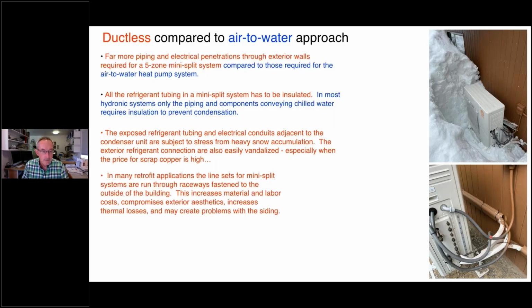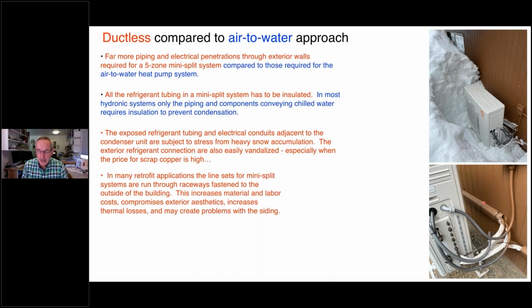Again, when we run tubing on the exterior of the house, we have increased material and labor costs, and compromised aesthetics. Some people don't care what it looks like. They just want the cooling or the heating. But for example, in this photo here, that is being run along wood siding. That's cedar tongue and groove siding.